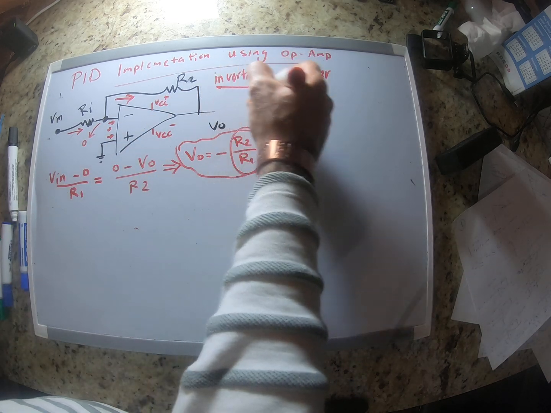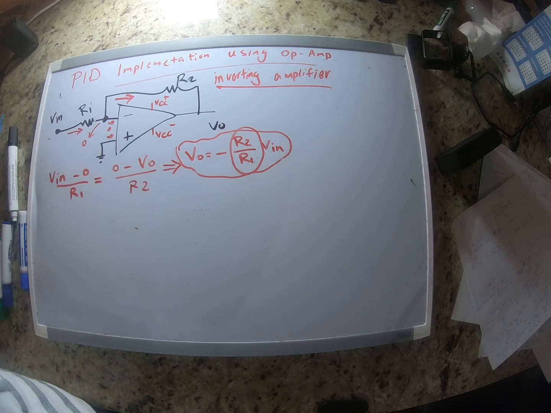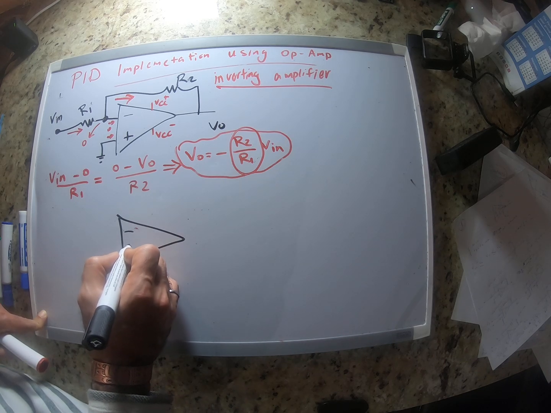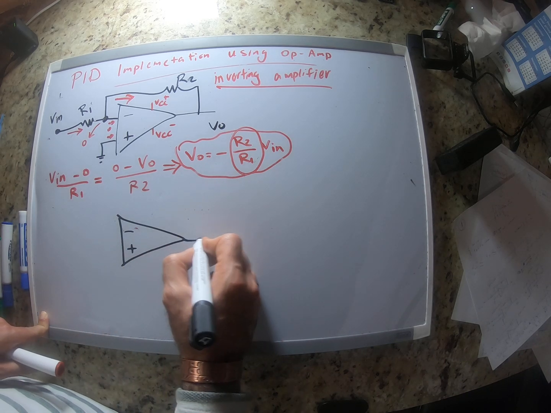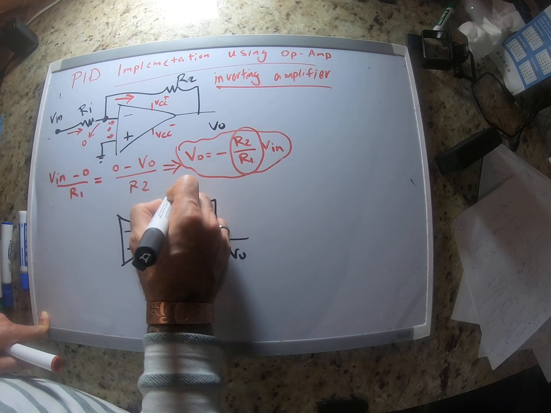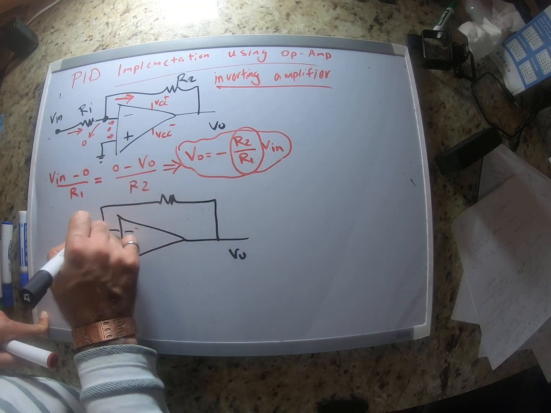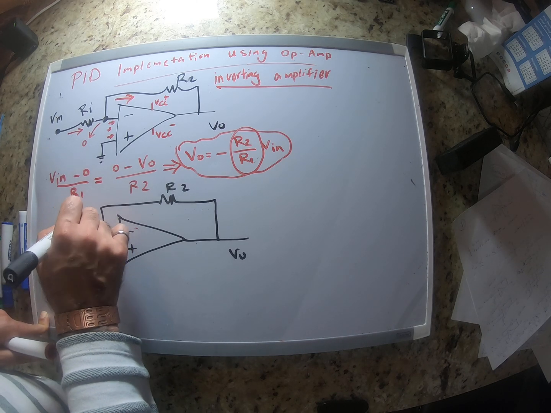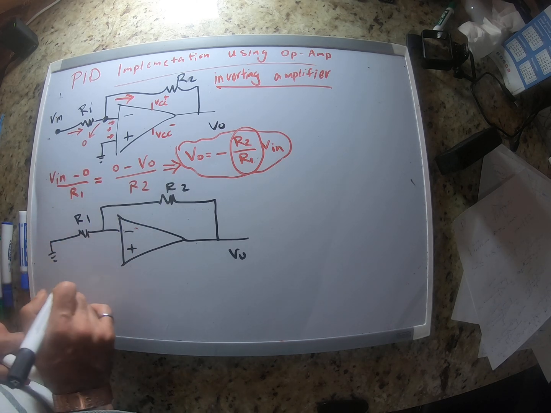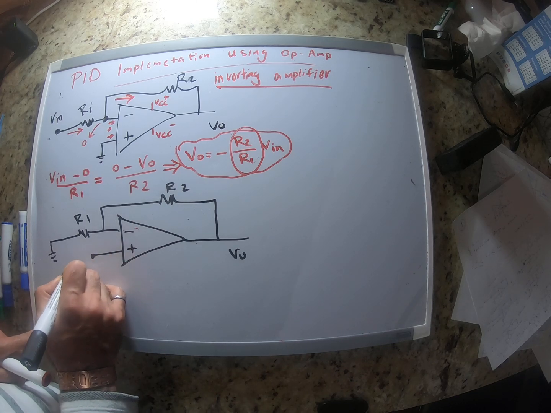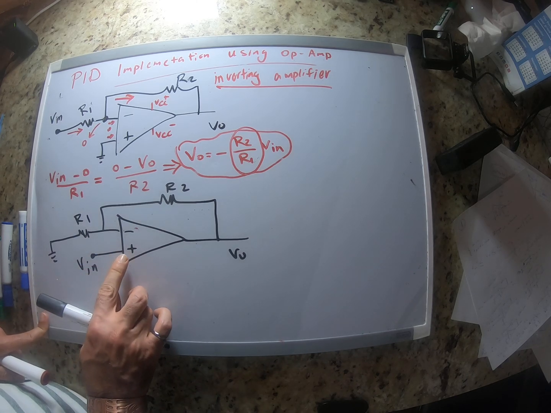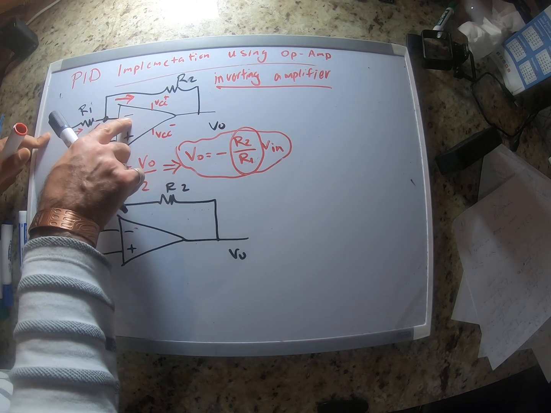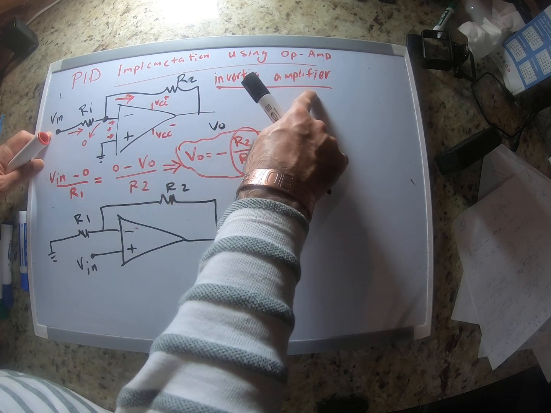Okay, so that's the first circuit I wanted to talk about. The second circuit is similar to this one. Again, we have a negative feedback. Let's call it R2. It goes to R1 here. It gets grounded, and in this case V in is connected to the non-inverting pin. Here V in was connected to inverting pin, that's why it became an inverting amplifier.